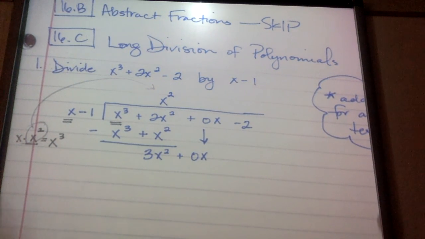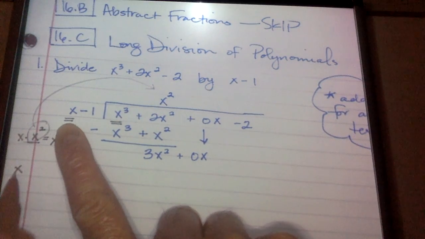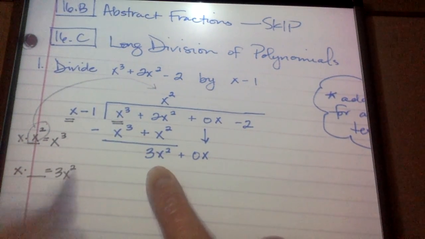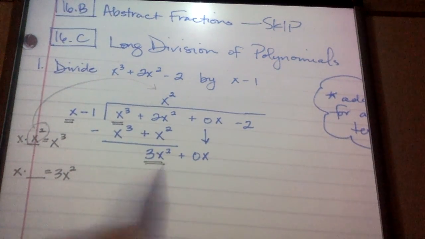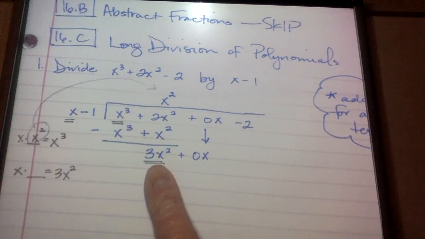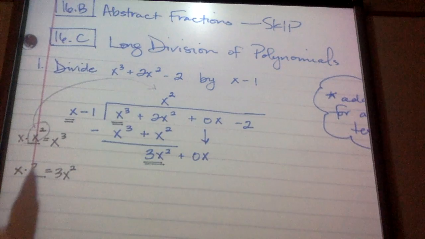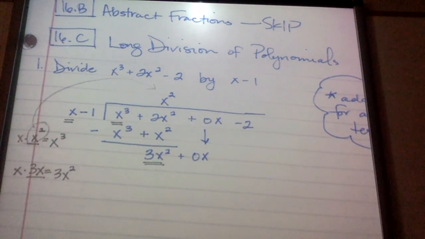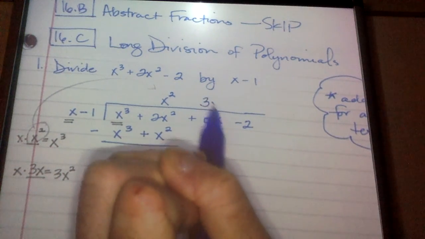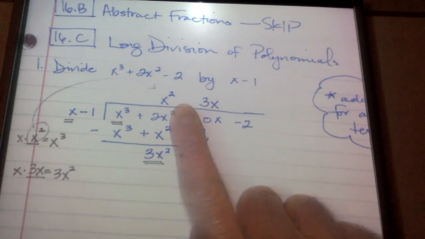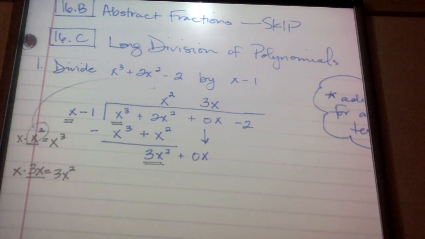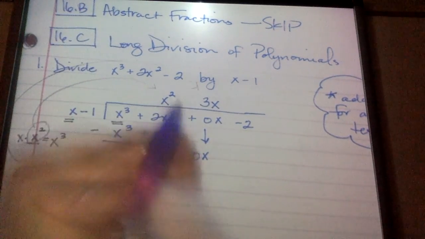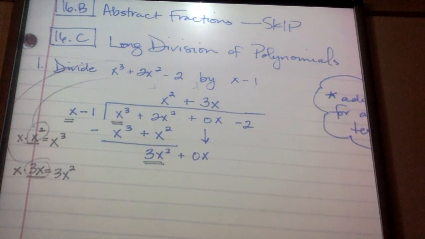Now we're going to repeat. All we care about is the outside x times what would produce 3x squared. So all I care about are these first two terms. X times 3x would give me the next term, and I'm going to simply write that above here, above its like term. I need to fill in something here. In this case, notice these are all positive, so this would be plus 3x.